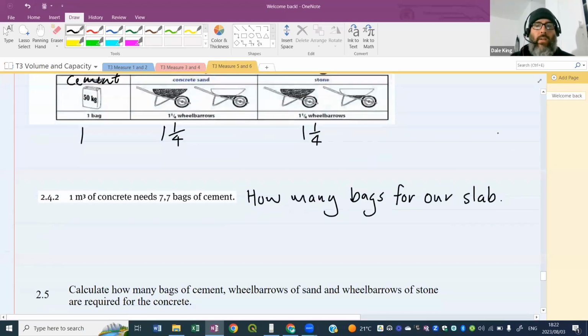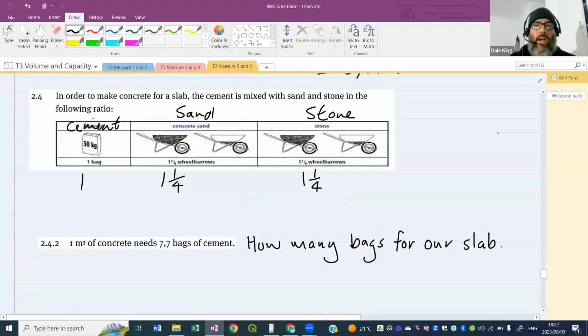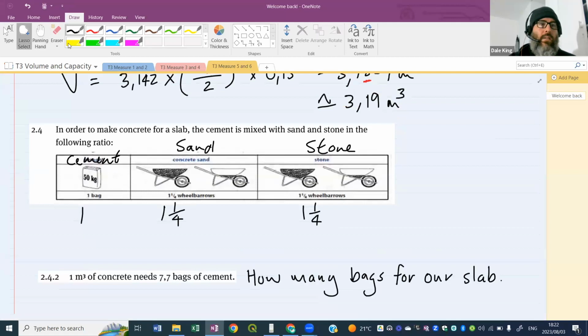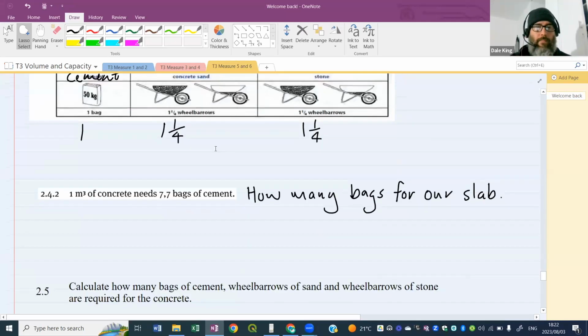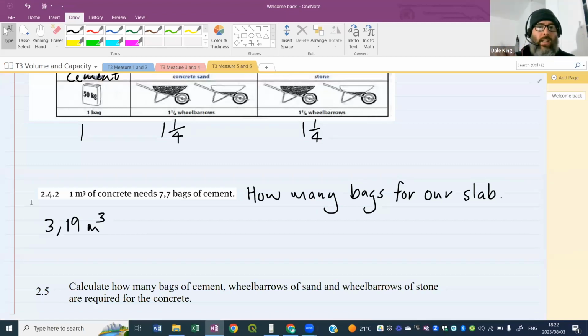Now, there's the question. I'm going to bring in the answer. This answer here, I'm going to bring it down. You're going to need it. So our concrete slab needs 3,19 cubic meters of concrete. The question says 1 cubic meter of concrete needs 7.7 bags of cement. How many bags for our slab?